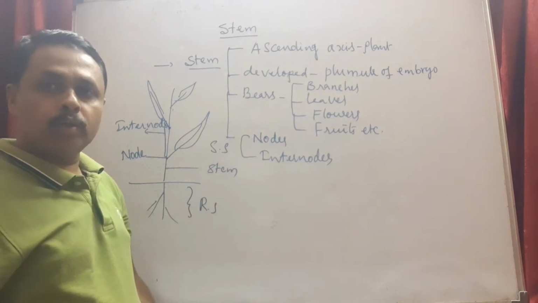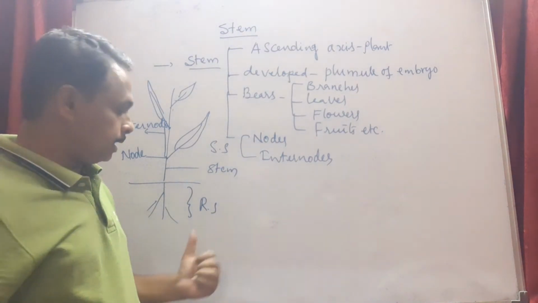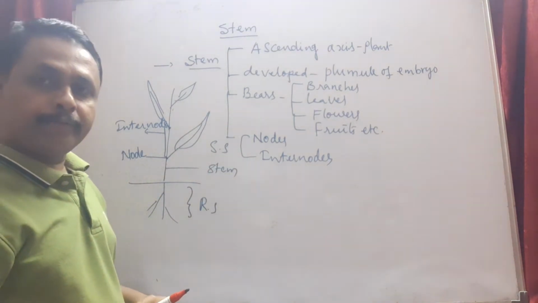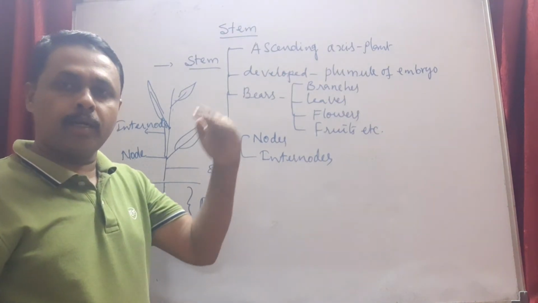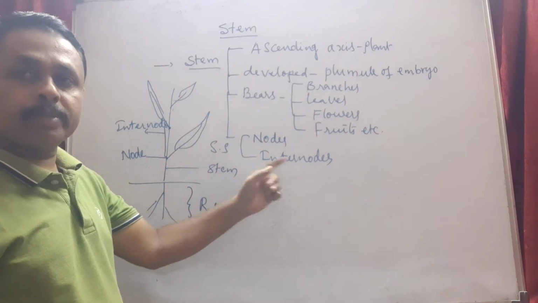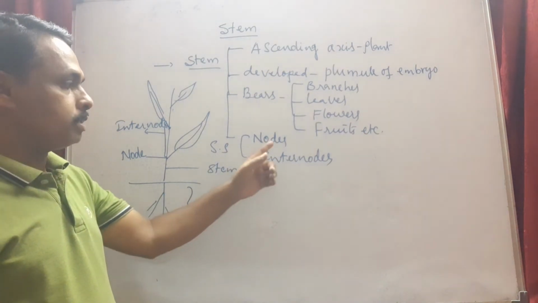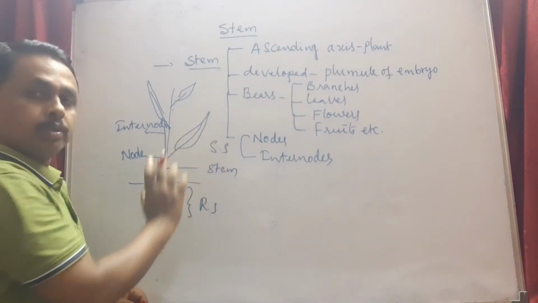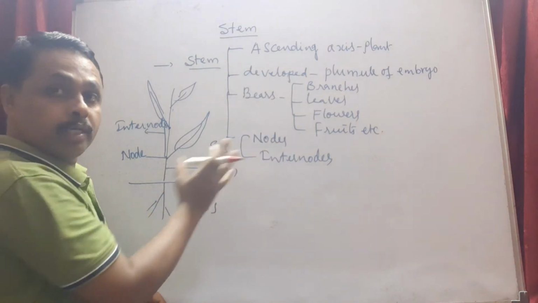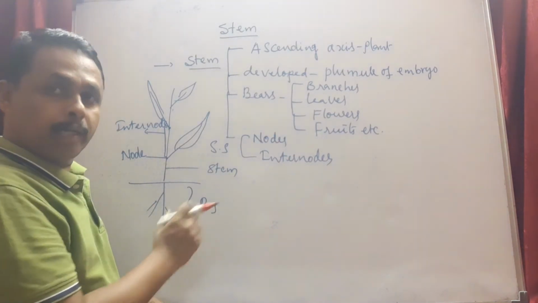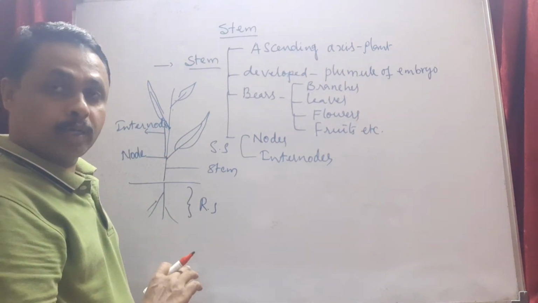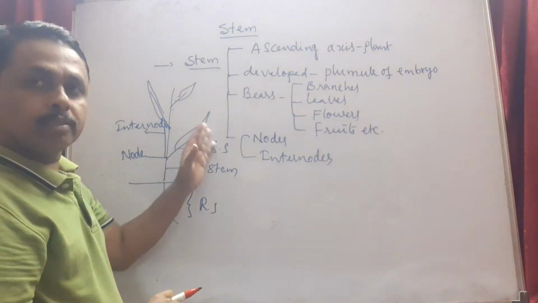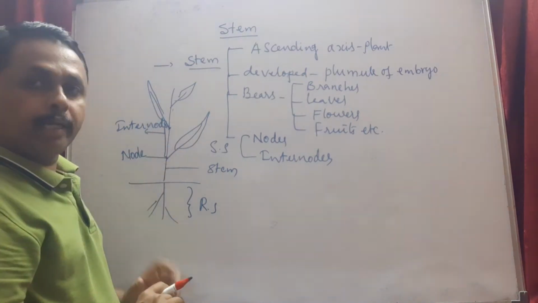But these nodes and internodes are morphologically absent in a root system. If you take out the entire plant, we can differentiate whether it is root system or shoot system based on the presence or absence of nodes and internodes. If nodes and internodes are present, it is considered a shoot system. The part where they are not present is called a root system. Morphologically we can identify easily.